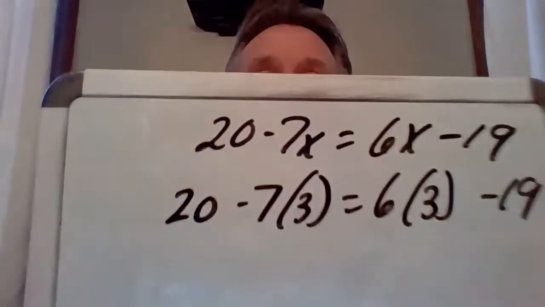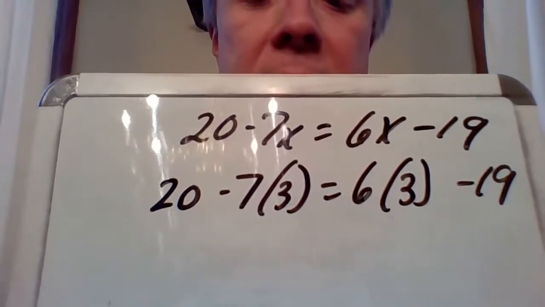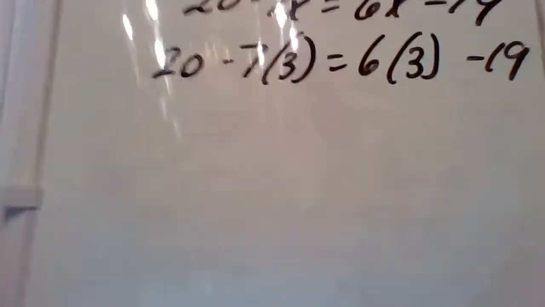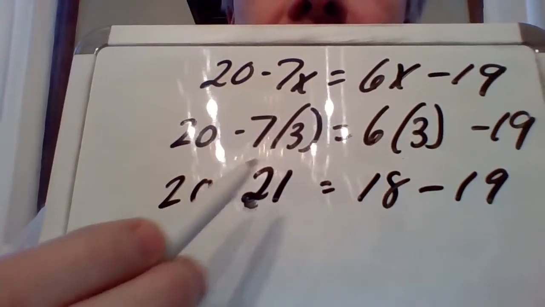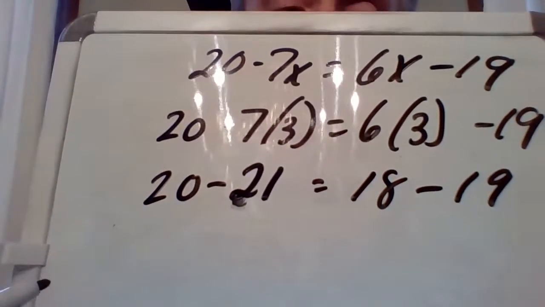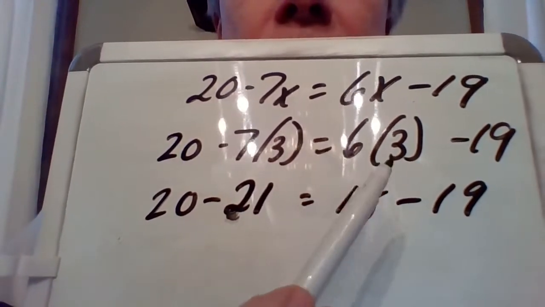So here we go. 20 minus 7 parentheses 3 equals 6 parentheses 3 minus 19. So you can see I put the value 3 in parentheses. Now let's just walk through this one step at a time. Negative 7 times 3 is negative 21. And 6 times 3 is 18.